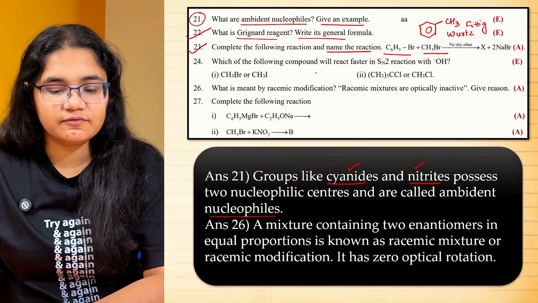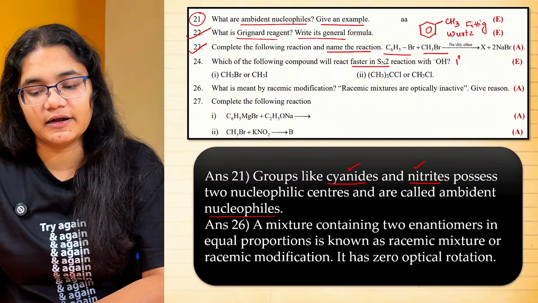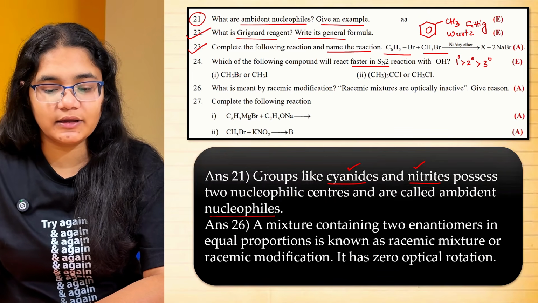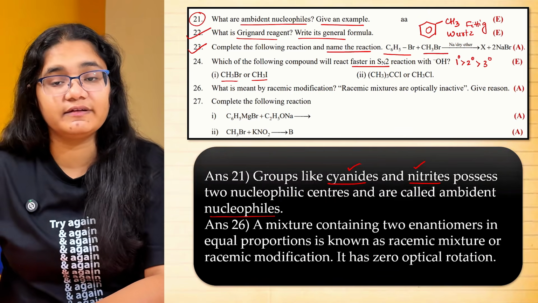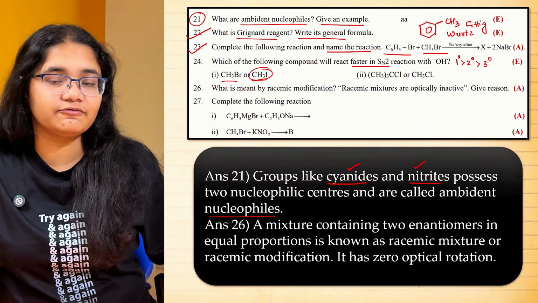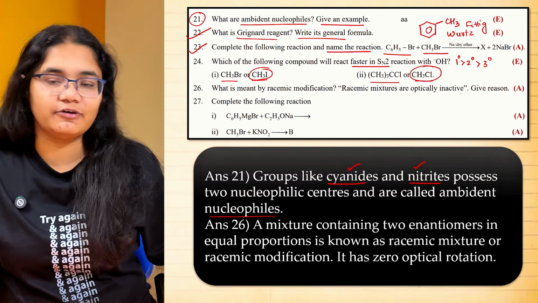Next, which of the following will react faster by SN2 mechanism? So what is the order of SN2? 1 degree, 2 degree, and then 3 degree, right? Here you can see both are 1 degree. So we will see which is a better leaving group. Iodine is a better leaving group, so that will react faster. And here this is tertiary and this is primary, so primary will react faster.